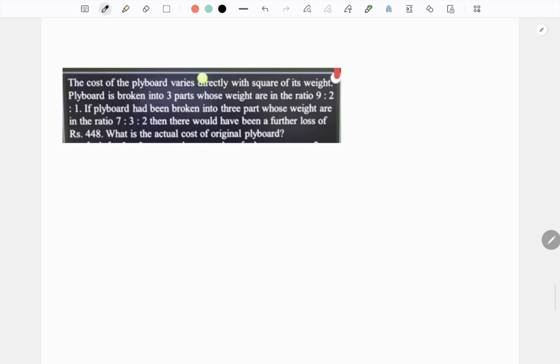The cost of the plywood varies directly with the square of its weight. Plywood is broken into 3 parts whose weights are in the ratio 9 is to 2 is to 1. The total number of parts is 12, so let me take 12. If the plywood had been broken into 3 parts whose weights are 7 is to 3 is to 2, then there would have been a further loss of 448.